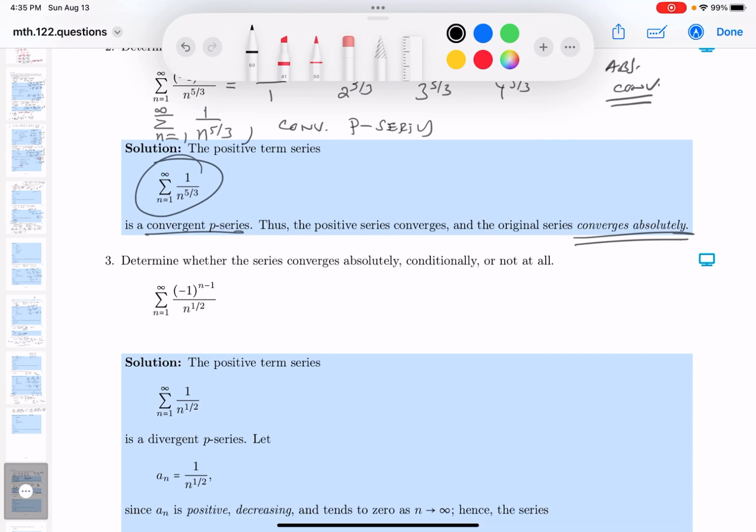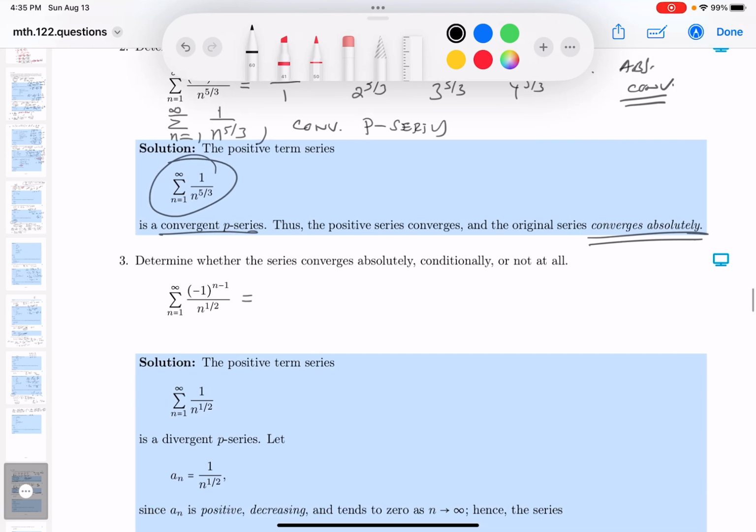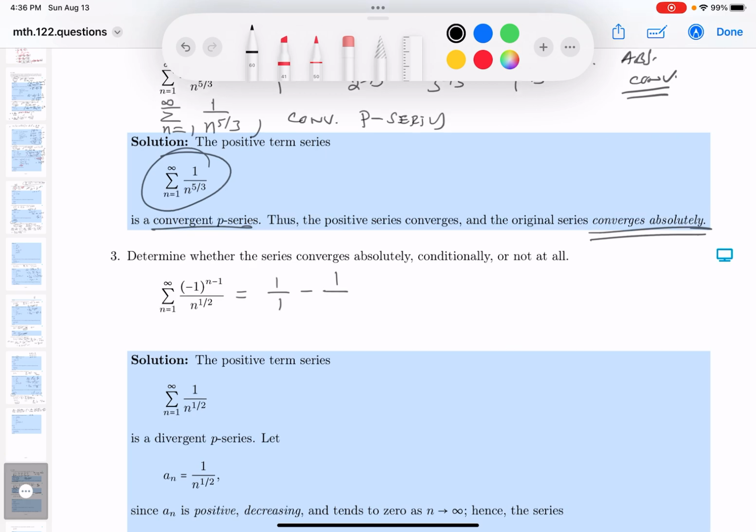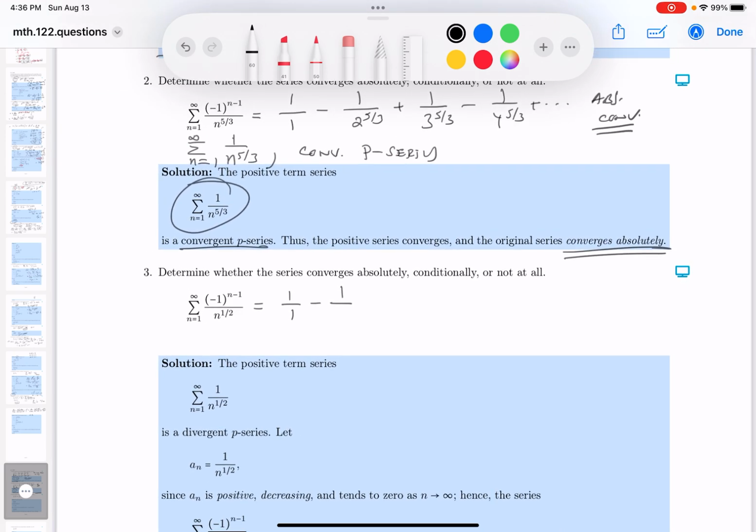Okay, for number three, what I would do is write down a few terms at least, and starting at 1, what do you get? You get minus 1 to the 0, which is 1, over the square root of 1. I'll just put down 1. Then what do you get? Minus 1. And again, the reason if I put a 2 in there, minus 1 to the 1 is going to be minus 1. What do you get in the bottom?